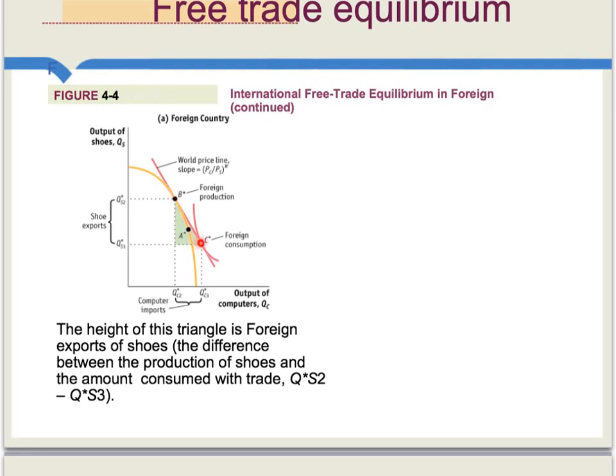They then move along this price vector, which represents trading those shoes for computers, and we find that shoe exports are given by this difference here, the difference between point B and point C drawn across to the horizontal axis, and computer imports are given by this difference here, again the difference between point B and point C drawn down to the horizontal axis. And again, as the Heckscher-Ohlin theorem suggests, here we have the labor-intensive country, and it is exporting the labor-intensive good, namely shoes.